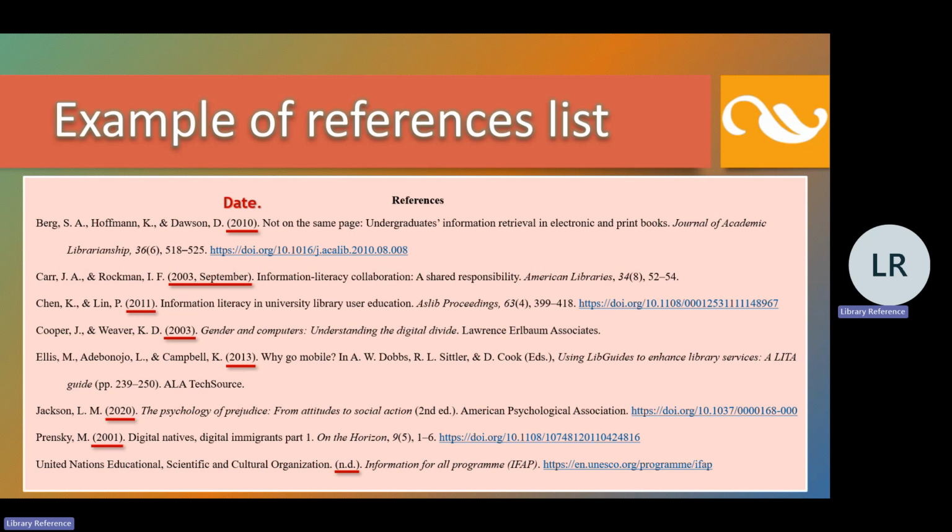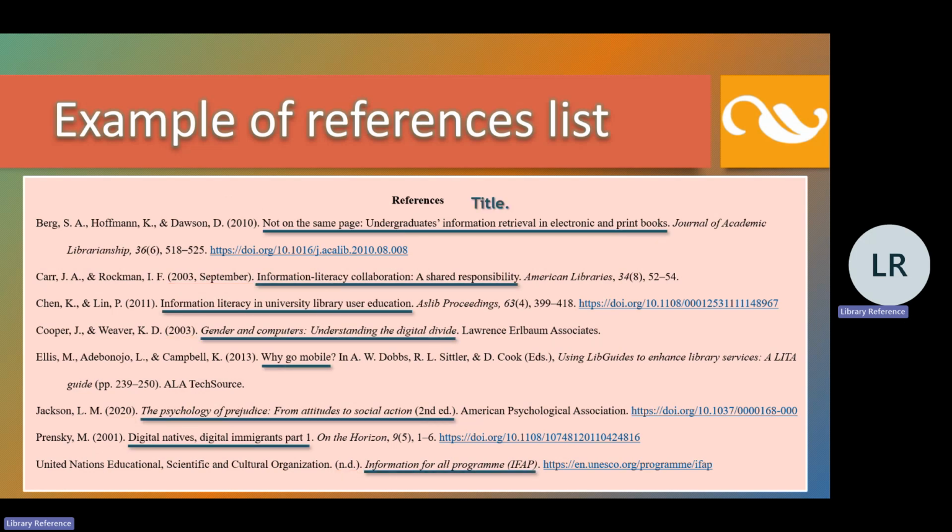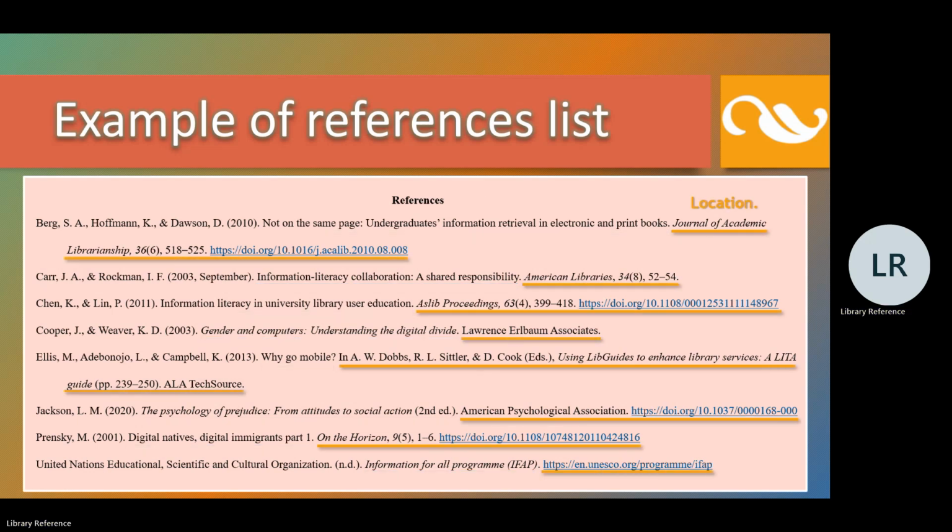Then the second element is the date. So all references have a date. We will see how we present dates later on. Then all references have a title, the title of the source. Again, here we have variations which we will discuss later on. And we conclude the references with a location element, which is actually the element that tells us what type of a source this is. And the sub-elements that are included in the location element differ depending on the type of source.